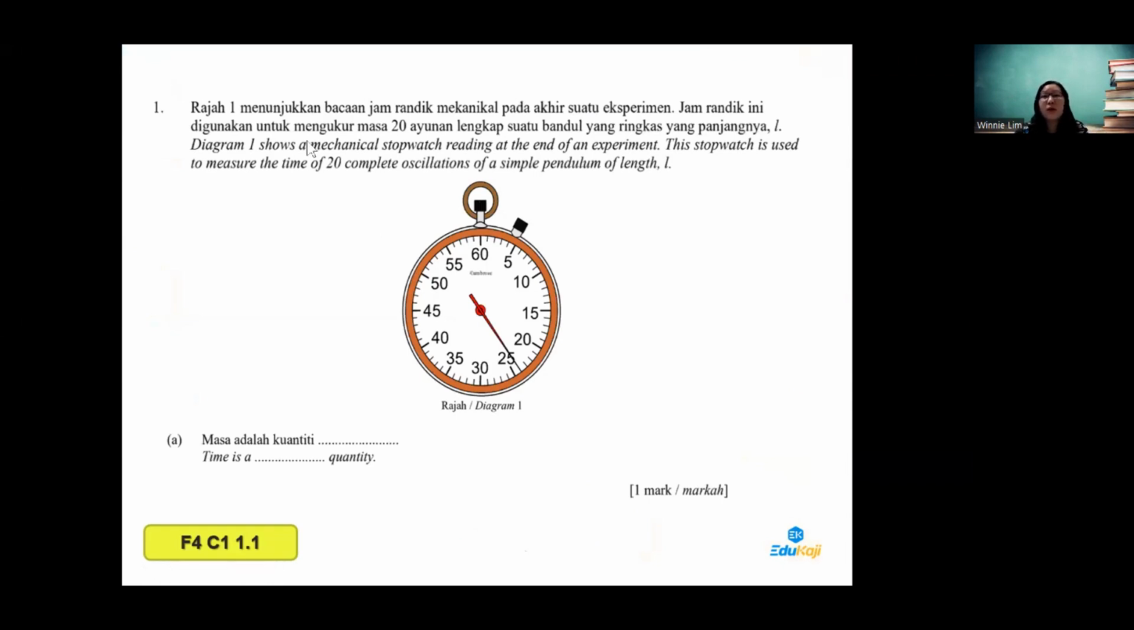Diagram 1 shows a mechanical stopwatch reading at the end of an experiment. This stopwatch is used to measure the time of 20 complete oscillations of a simple pendulum of length L. So basically, what type of quantity is time? Now there are two answers. As you all know, time is actually a base quantity or a scalar quantity because it does not have direction. So you only give one of these two answers.